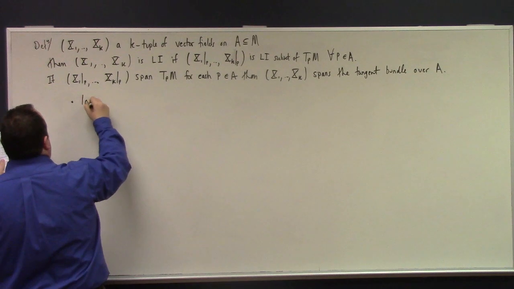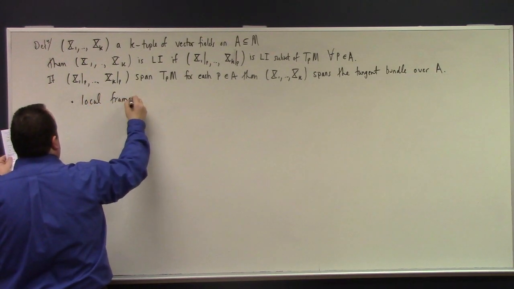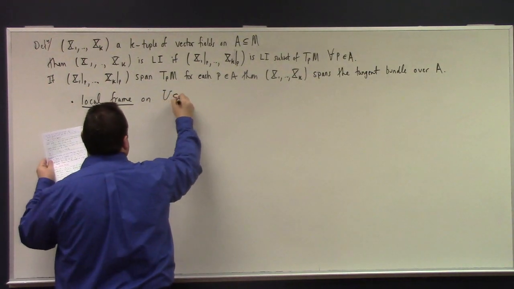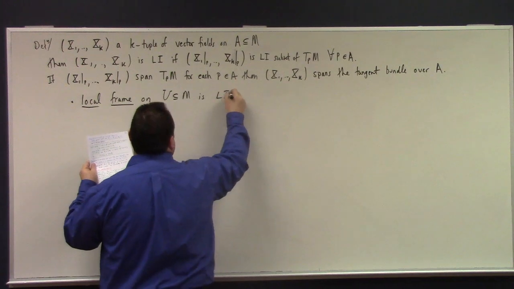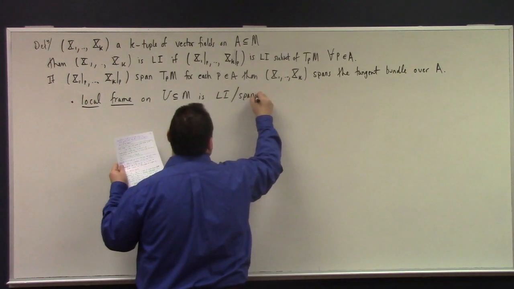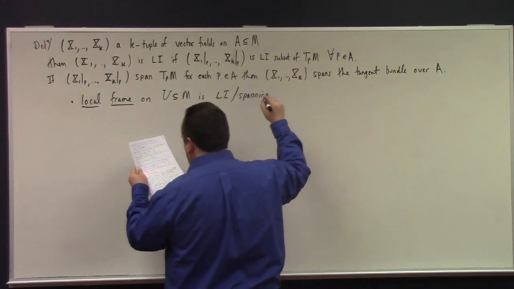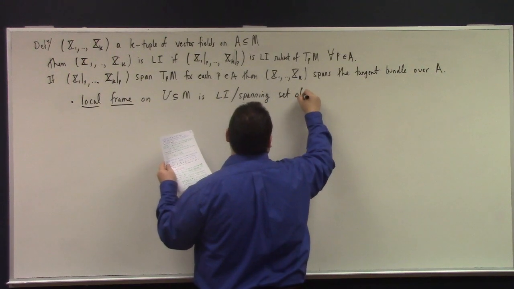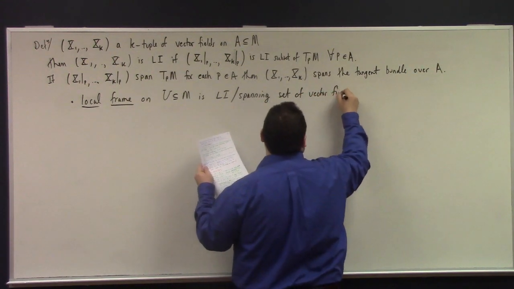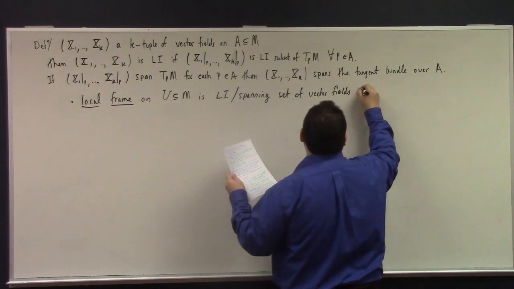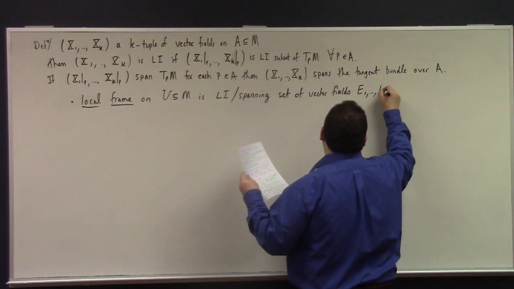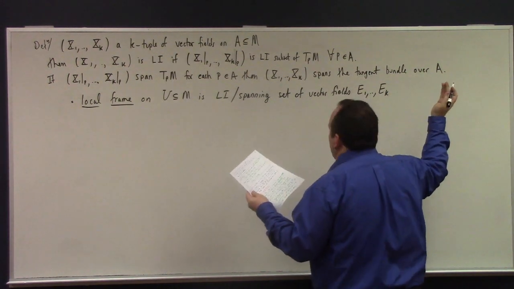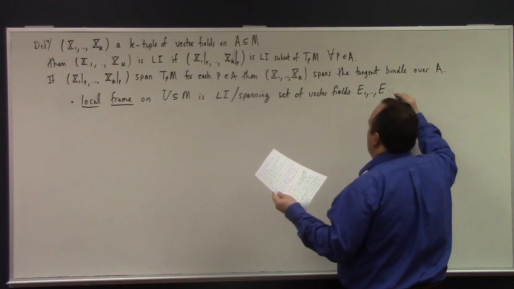So a local frame on U, a subset of M, is a linearly independent spanning set of vector fields E1 through EK on U.